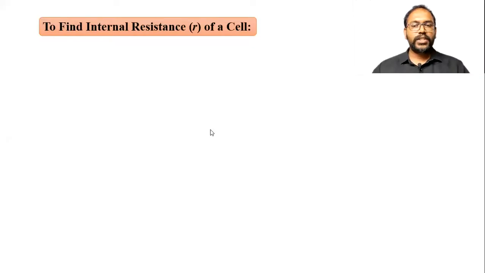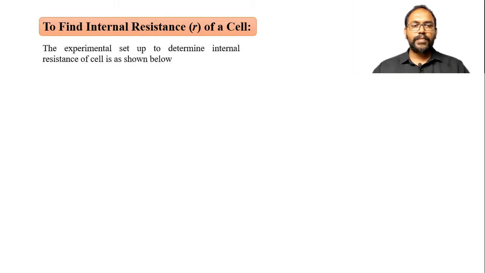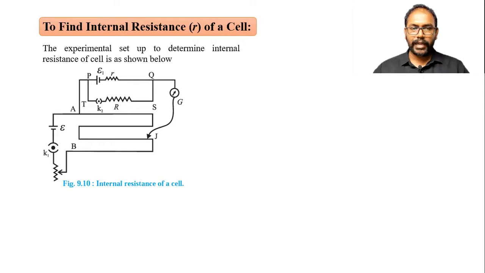Now we start a new article from the chapter Current Electricity from the 12th standard syllabus, and it is the internal resistance of a cell. The experimental setup to determine the internal resistance of the cell is as shown below. You can see a diagram. Again, the same diagram, only this part you have to remember.